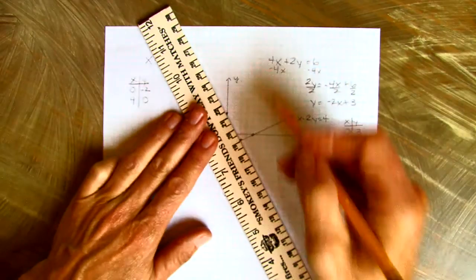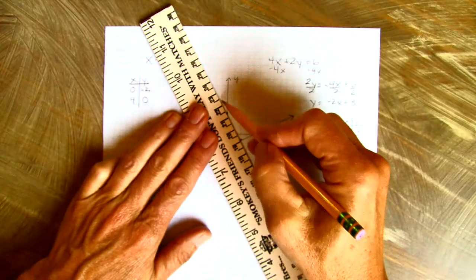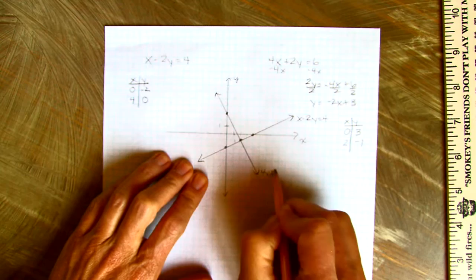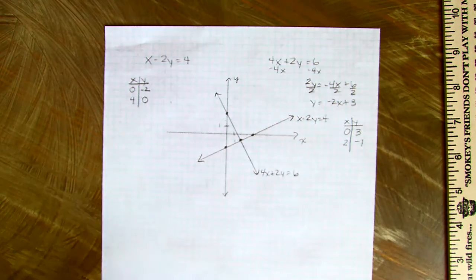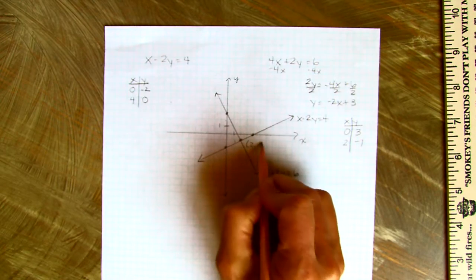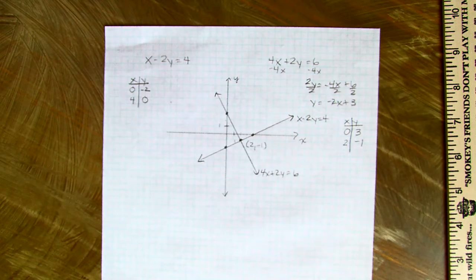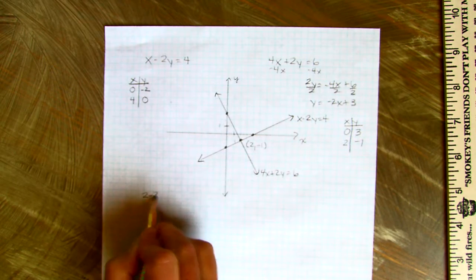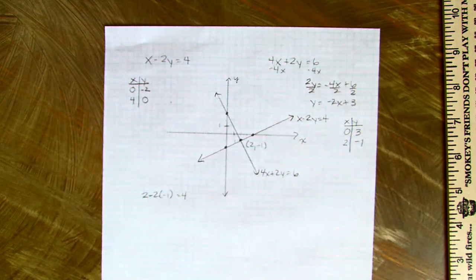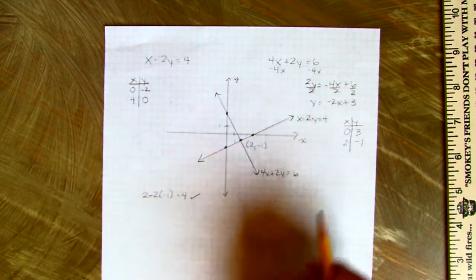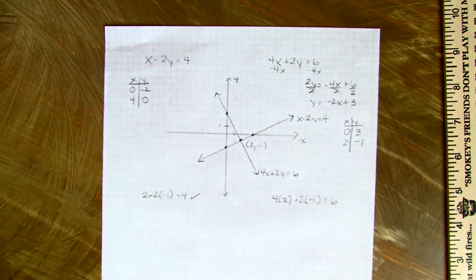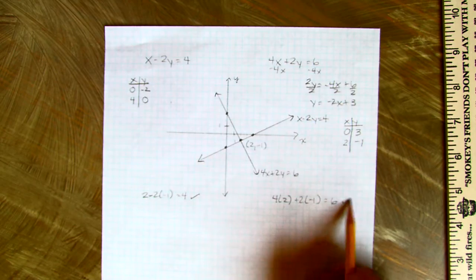Graph that. So here's the equation, 4x plus 2y equals 6. Always label your lines with the equation. And it appears that they are intersecting at (2, negative 1). To check that algebraically, I would plug (2, negative 1) into the equations and see if it checks. 2 plus 2 is 4, check. 4 times 2 plus 2 times negative 1 equals 6. Yes, 8 minus 2 equals 6.